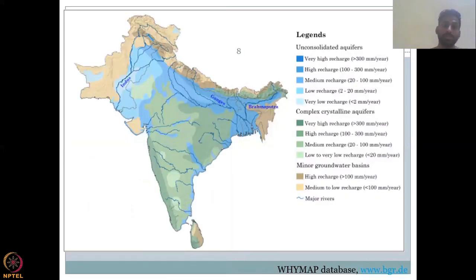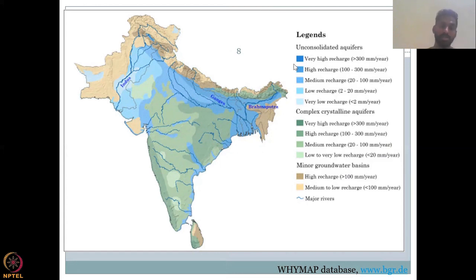Moving on, there are multiple authors that have looked into this aquifer system of India because of the very high dependence on and high utility of these aquifers. For example, in this map from Germany, you can see that the Indus and the Ganges basins have very, very high yield and very high recharge.